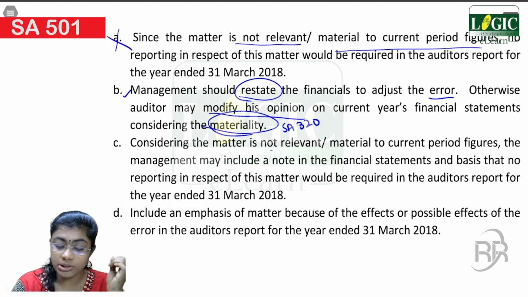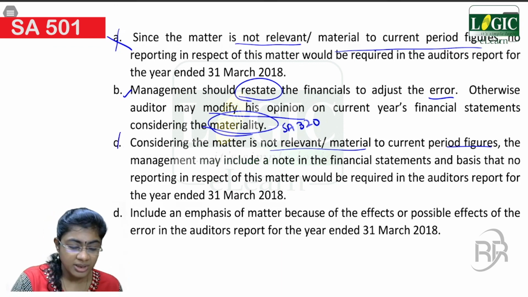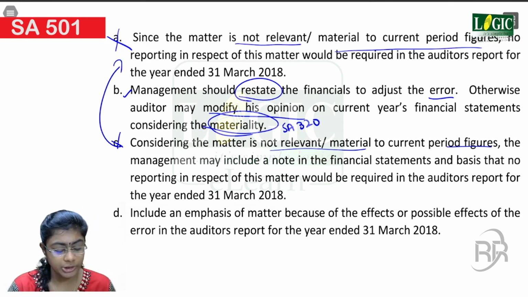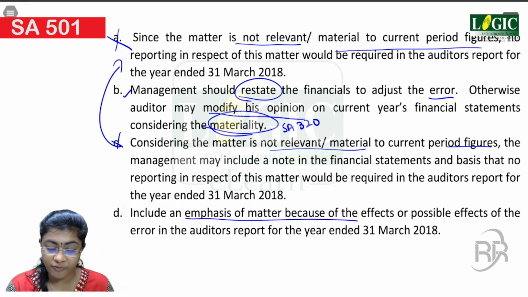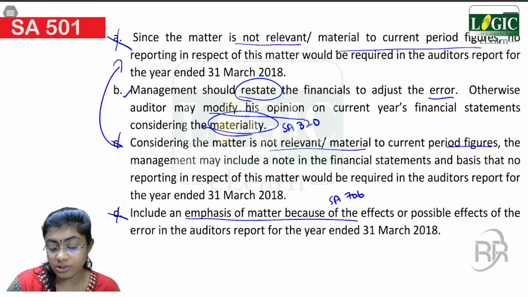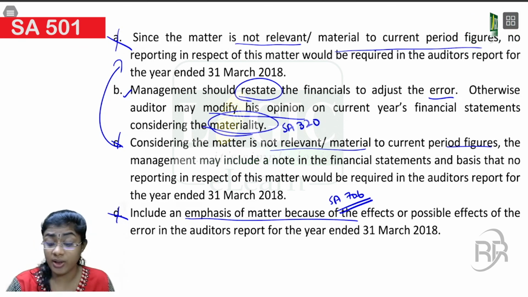Considering the matter is not relevant material to current period figures, management may include a note. Again, it's saying the matter is irrelevant, like the option A. Strike off. D. Include an emphasis of matter para. Come on. As per SA 706, emphasis of matter paragraph is added only if there is no modification or if there are no material misstatement, auditor is additionally communicating what?